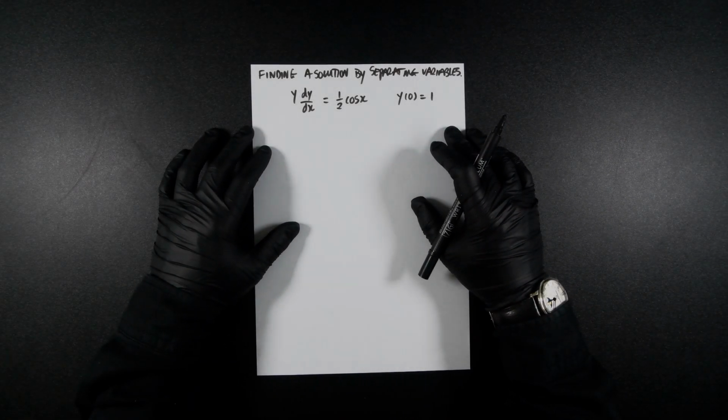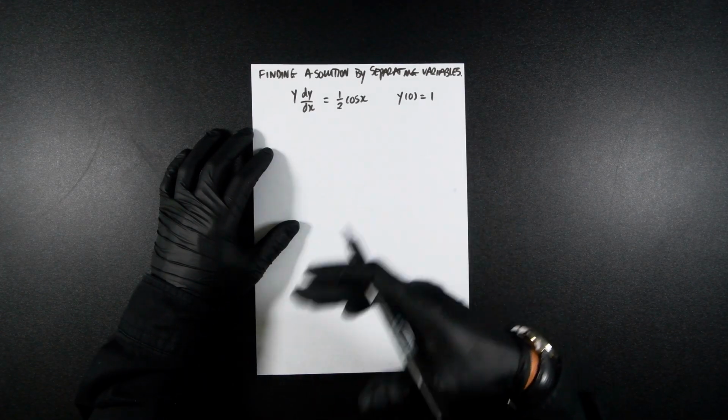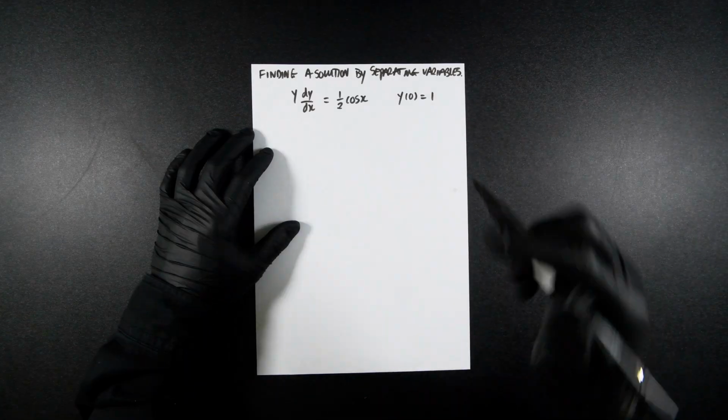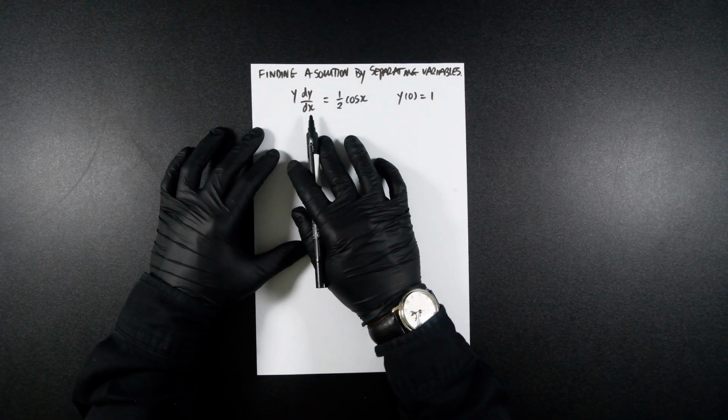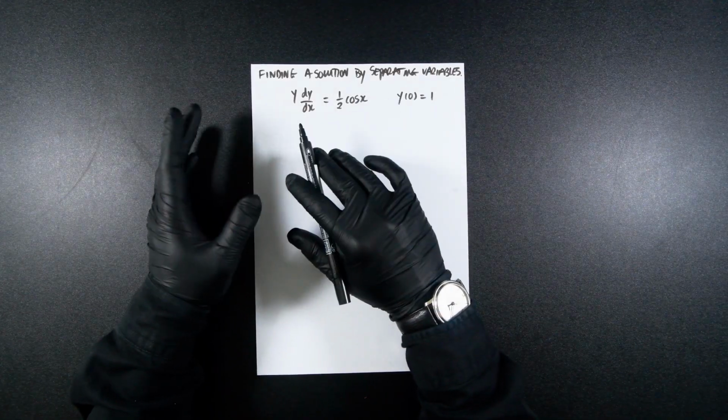We want to find a solution by separating variables. What this means is that we want to end up with a solution that is y equals something or other. So the first thing that we need to do is put all the x or dx terms on one side and the y and dy terms on one side.